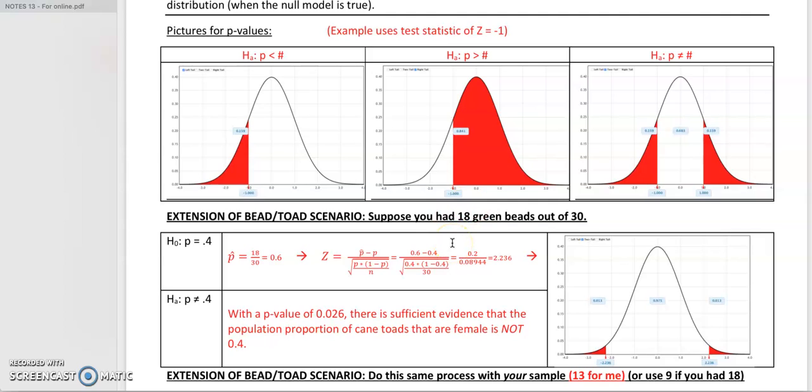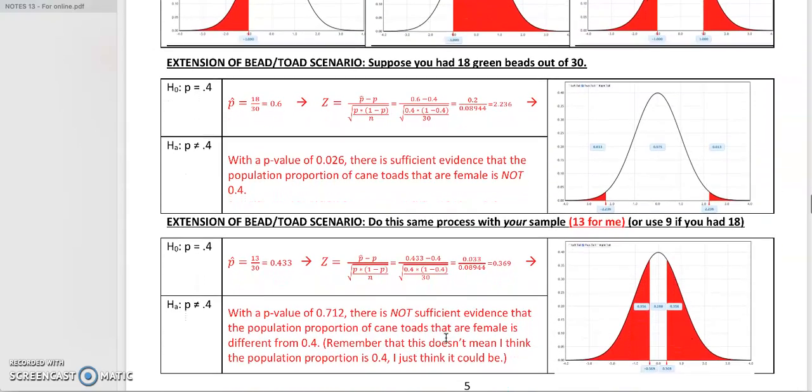What I want each of you to do is do this same process for your sample. All right, so if you haven't done that yet, you might want to pause this video and do that right now. If you actually had 18 out of 30, try using 9 just as another example. And I'm going to go through it for my sample right now, which was 13 out of 30. But like I said, do this for your own sample first, pause it, then come back, and you can look at what I did for my sample as well.